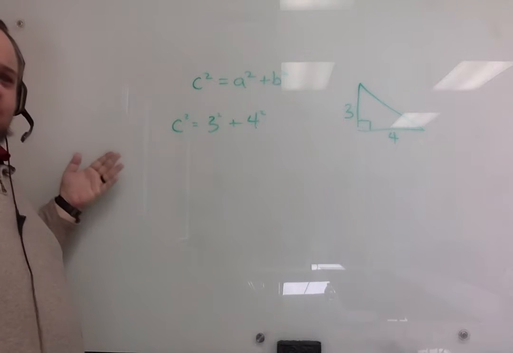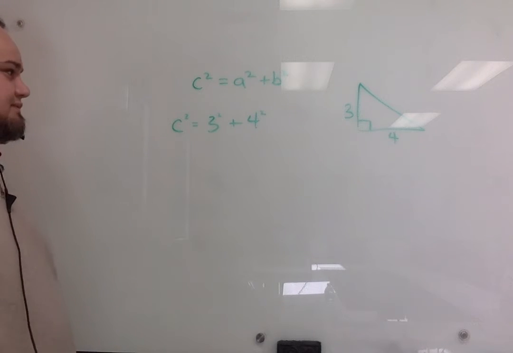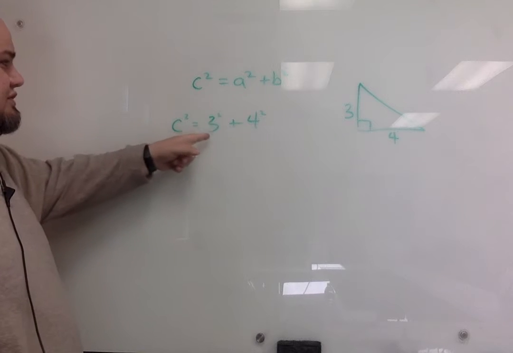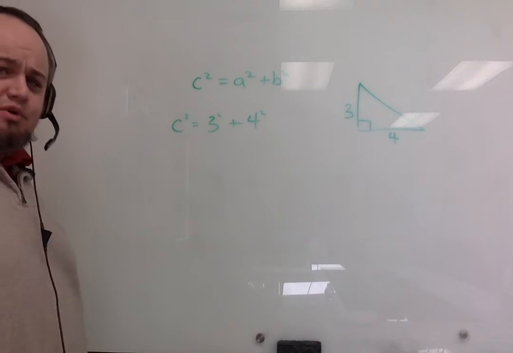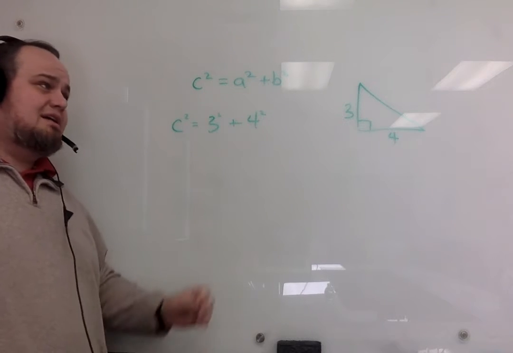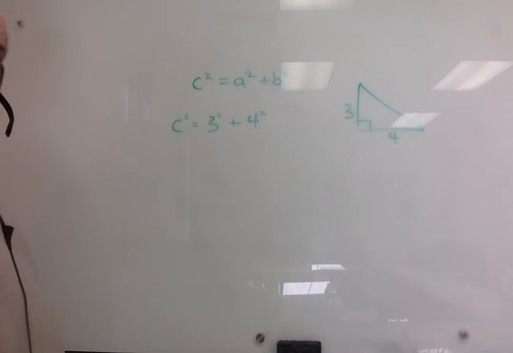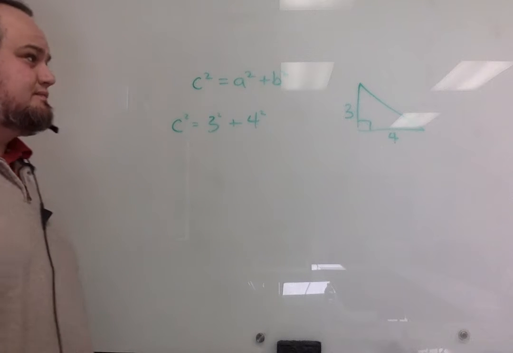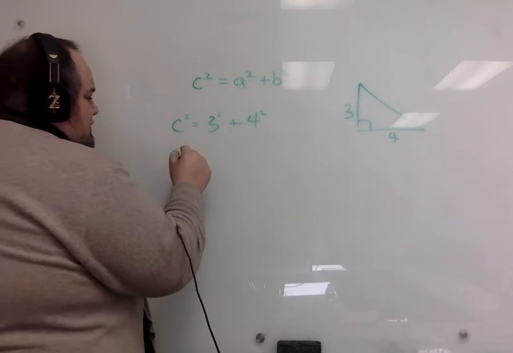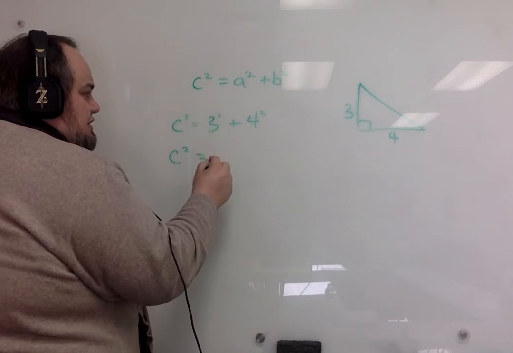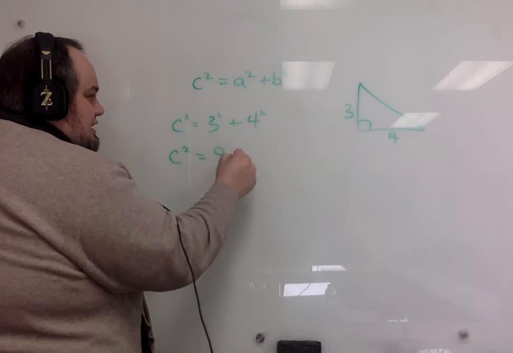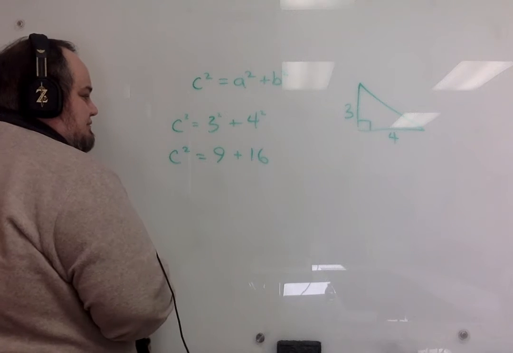That way, if you make a mistake, you can go back and check. So c squared equals 3 squared plus 4 squared. Remember, squared means we're multiplying this number by itself, so we use it as a factor twice. So that means c squared would equal 3 squared, which is 9, and 4 squared, which is 16.